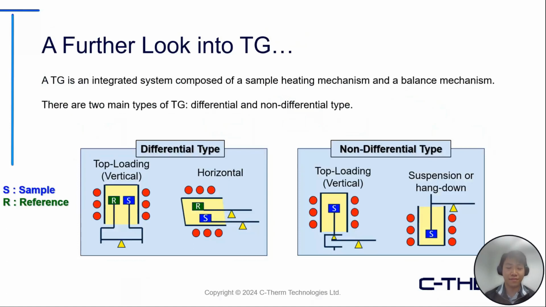All right, so now that we have got an overview of what TG and DTA are, I'd like to give a further look into each methodology. First we'll look into TG, thermogravimetry. To execute a TG measurement, you would need to track the mass of the sample and control its temperature at the same time. So it's a combined mechanism of a balance mechanism and a heating mechanism. There are two main ways to achieve this: the differential configuration and the non-differential configuration.